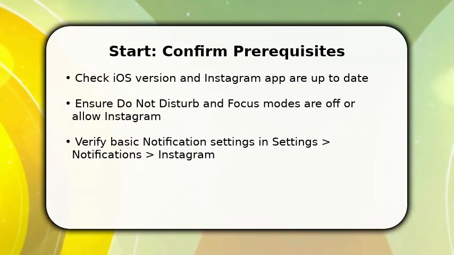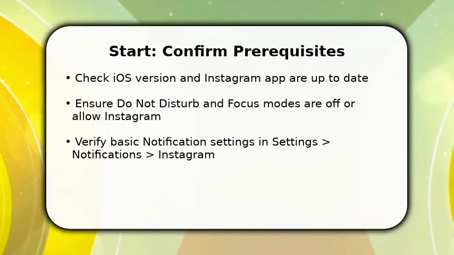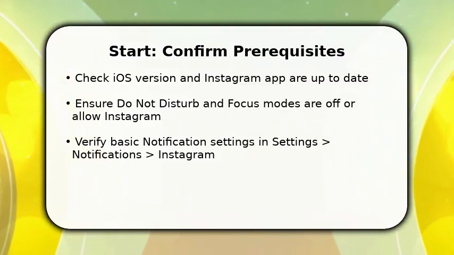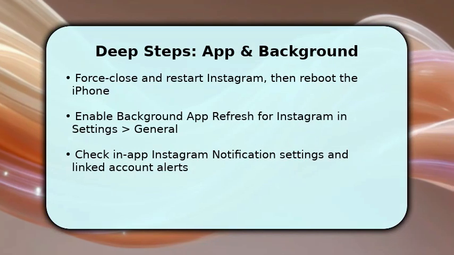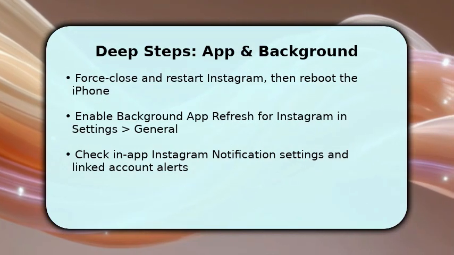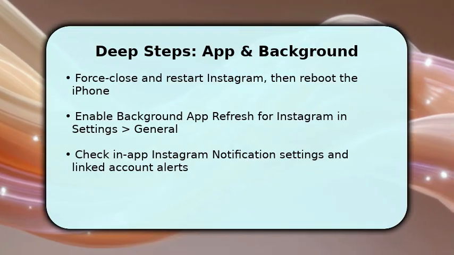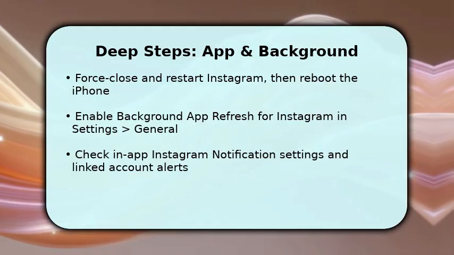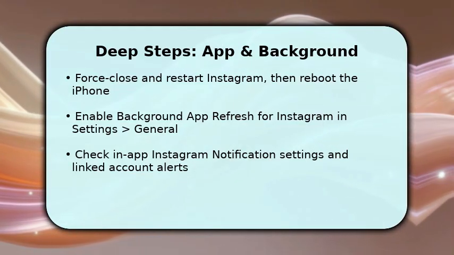Once those basics are set, move on to deeper diagnostics to catch permission or background issues that simple toggles don't fix. Now you'll perform the more detailed fixes that handle delivery and system behavior. Force close Instagram and reboot your iPhone to clear transient glitches. This refreshes push token registration.